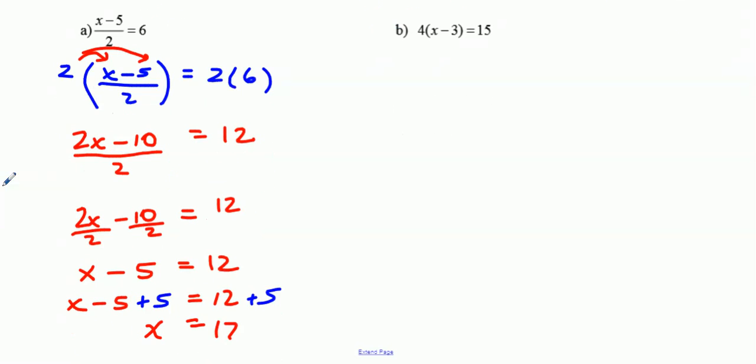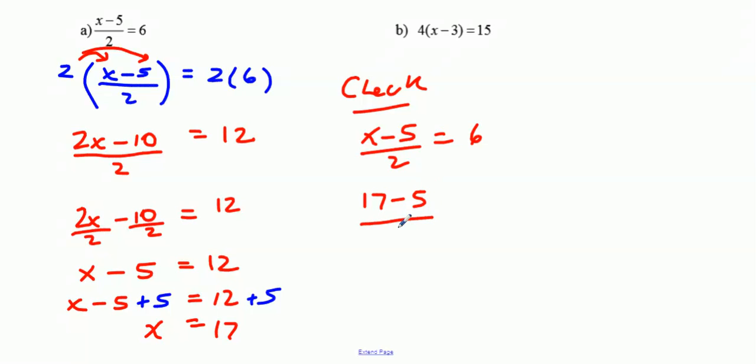I will check this one because it's so difficult. So that now we have x minus 5 over 2 equals 6. I'm going to substitute the 17 in there. This is 17 minus 5 all over 2. So be really careful. When you see that line, it's covering everything on top. That means you have to do the top first. So 17 minus 5 is 12 over 2, which equals theoretically 6. 12 divided by 2 is 6, so 6 equals 6, and left side equals right side. And so we know we're good.